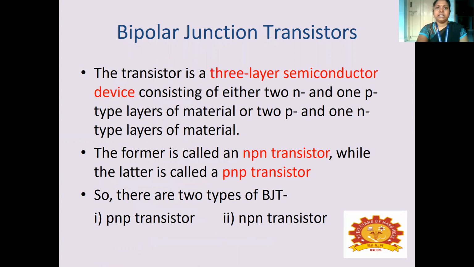So first we will see the BJT, that is the bipolar junction transistor. Introduction to that. The transistor is a three-layer semiconductor device consisting of either two N and one P type layer of material, or two P and one N type layer of material. The former, which has two N type and one P type material, is called an NPN transistor, and the other, which has two P type and one N type material, is called a PNP transistor. So there are two types of BJT, that is PNP transistor and NPN transistor.